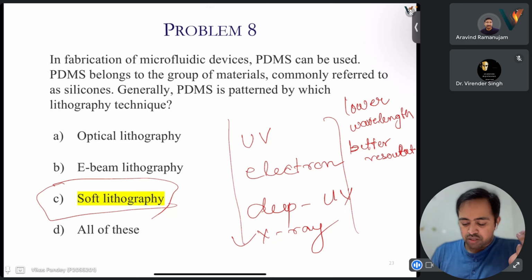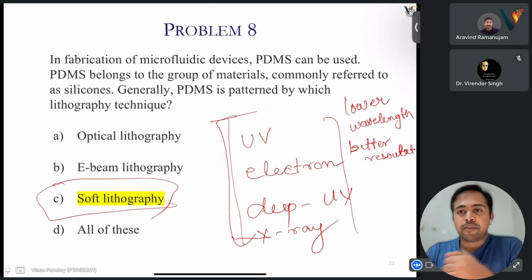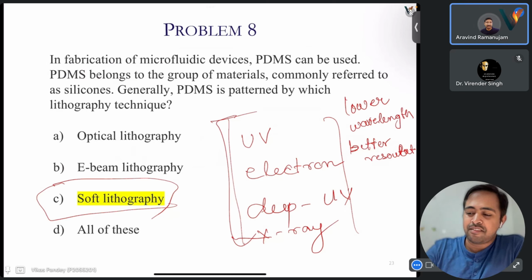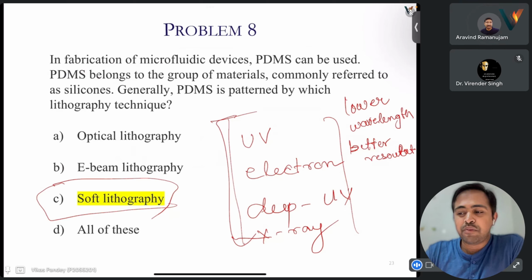Fine. So in all of this, which one will be better? Any answers? X-rays. X-ray. Why not electron? Electron will be better than X-ray, I think. I don't know the wavelength for electron. X-ray, the wavelength is in what range?